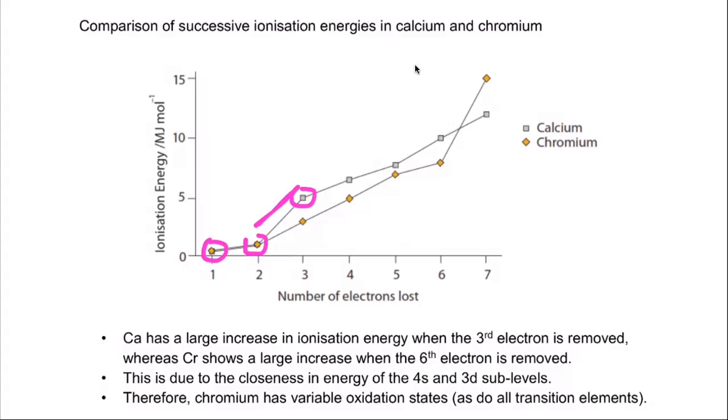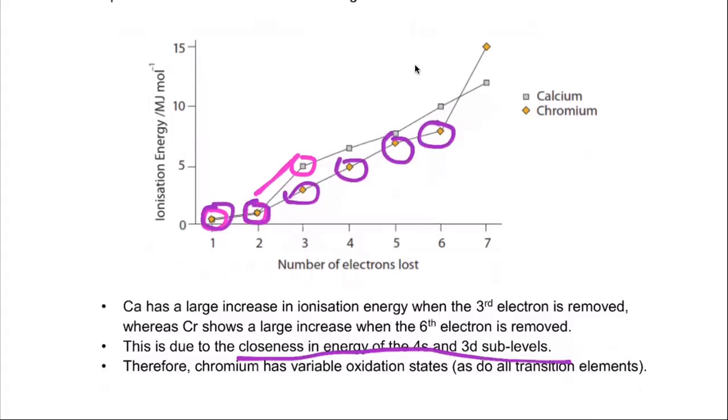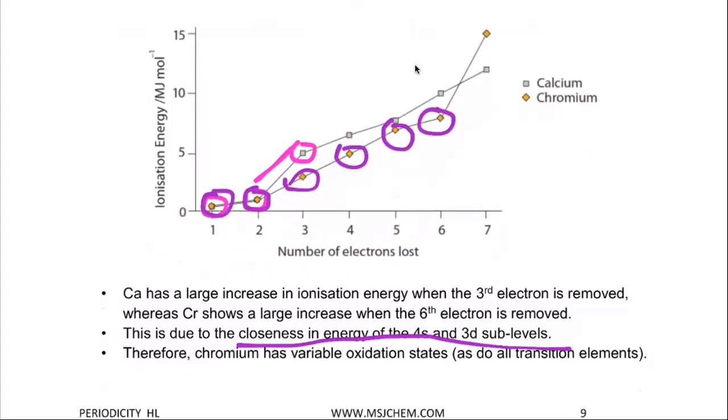And so what happens to chromium is it's going to lose the 4s electron, but then its next electrons in the 3d, they're all pretty close to each other. 4s and 3d are very close in the amount of energy. So there's not a noticeable difference between 4s and 3d. That's why it looks like it's just gradually increasing there. But then all of a sudden, right here, between the 6th and the 7th electron that's lost, there's a huge jump.